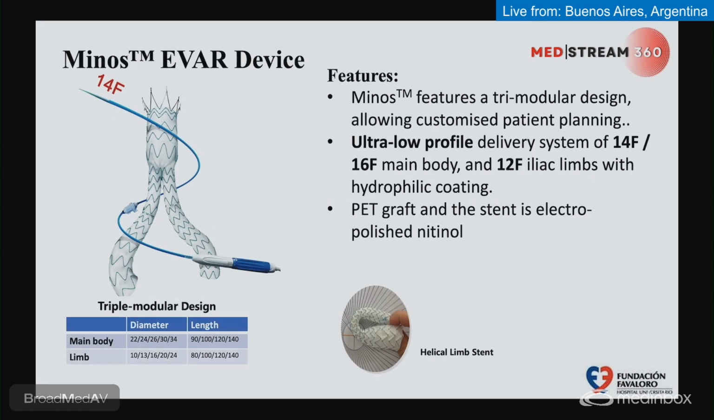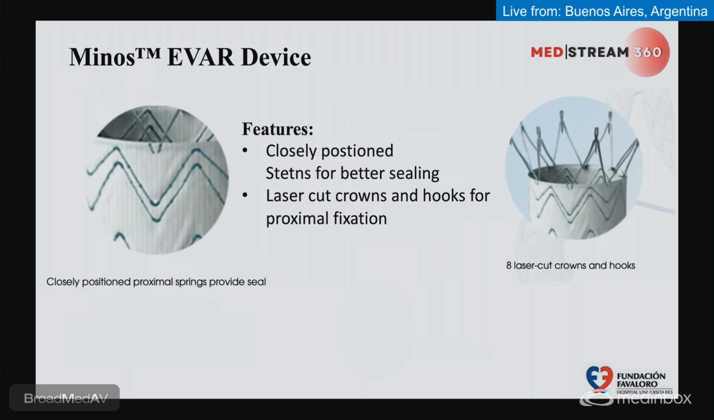So that's why we are going to use this device, which is a 14 French device with a 3-modular design. It's ultra-low profile. It's 14 or 16 French according to the main body diameter. In this case, with the 26, it's going to be 14 French. And for the left iliac branches, it's 12 French devices with hydrophilic coating. It's a PTFE graft. The stent is electropolished nitinol, with laser-cut crowns with hooks for proximal fixation. So we have marks where the PTFE starts that we are going to see on fluoro.